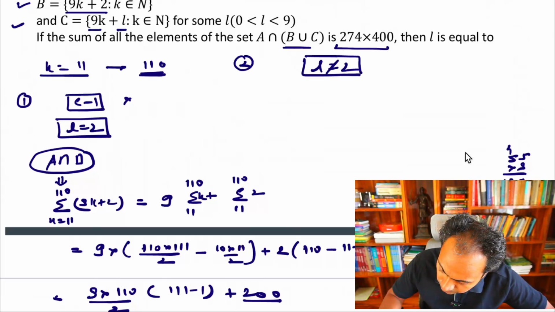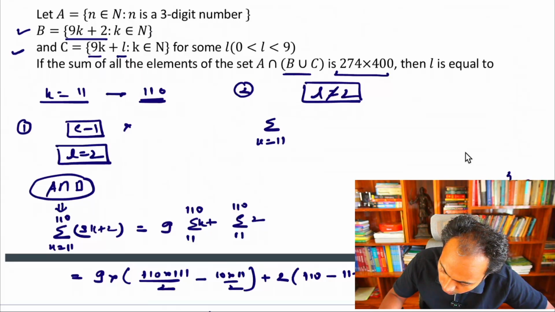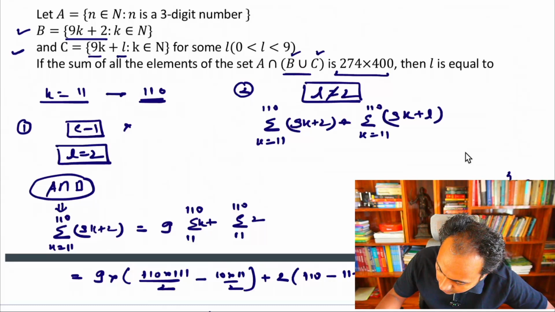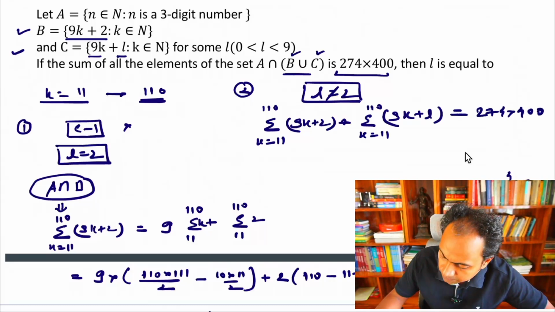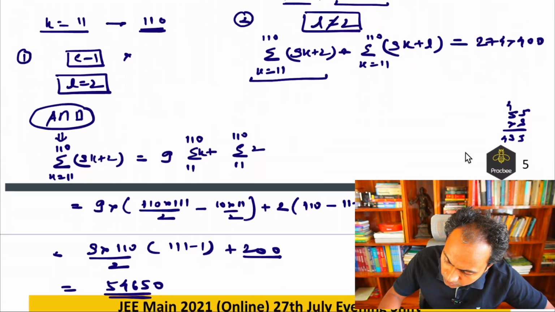This is happening. So if you want to find this intersection, you will have the first summation from k equal to 11 to 110 for all the values of 9k plus 2 types, which will come from B, and there will be again summation of k equal to 11 to 110 for all values of 9k plus L types. Now this sum is equal to 274 into 400. Now you can see that this value we already figured out. This was nothing but 54650. So let us write this value.